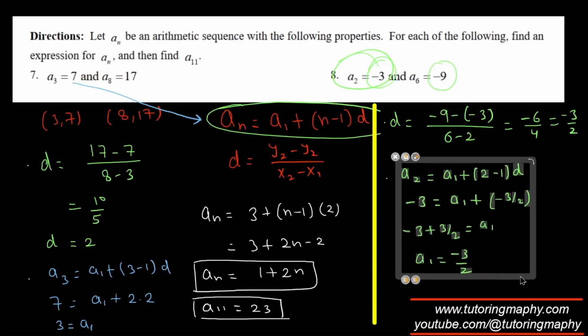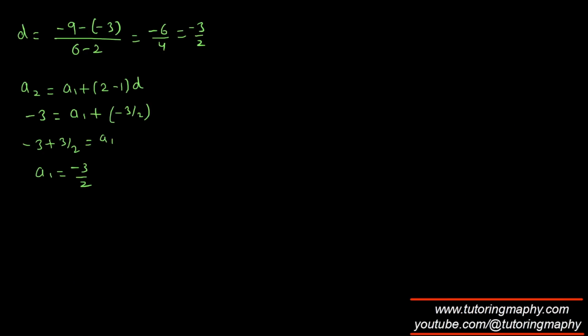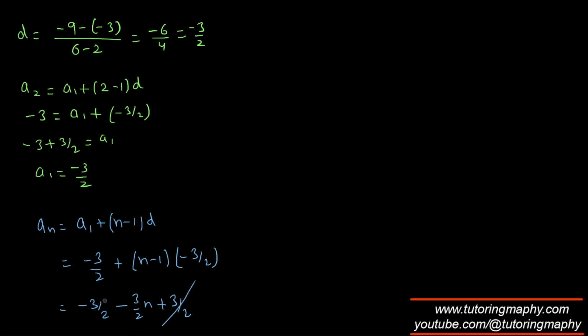Okay. I think I have this, but I need more space. So I will say that AN, my final conclusion over here, is A1 plus n minus 1 times D. So A1 is negative 3 over 2. Well, that's pretty interesting. A1 and D both are the same. Wow, excellent. n minus 1 times negative 3 over 2. If we open this up, it will be negative 3 over 2 minus 3 over 2 n plus 3 over 2. These two are gone. So an is equal to negative 3 over 2 n.